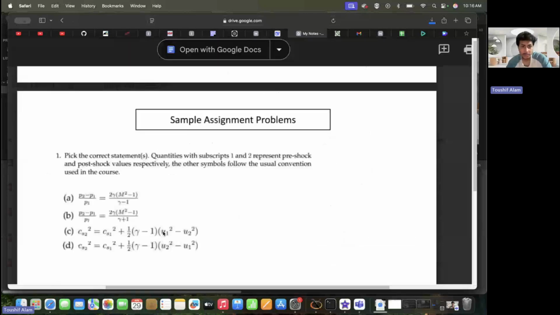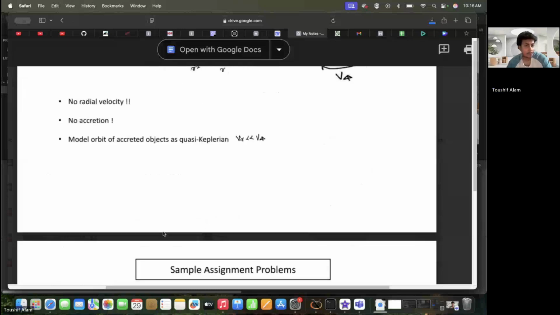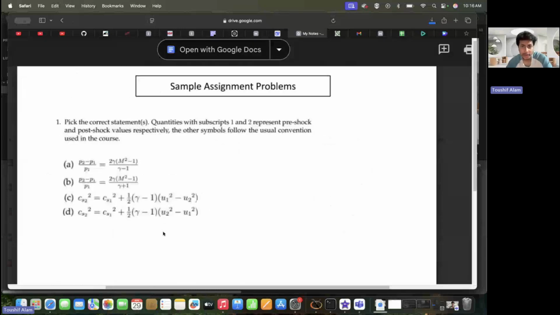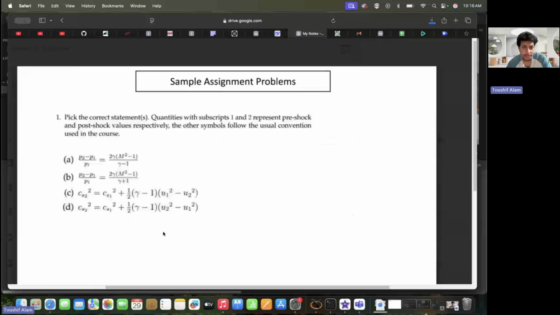Let's head on to the sample question assignment problems. Pick the correct statement. Quantity subscripts 1 and 2 represent pre-shock and post-shock values respectively. Other symbols follow the usual convention used in the course. P2 minus P1 by P1 is 2 gamma M squared minus 1 by gamma minus 1. So which will be the conditions? We have already come across this.